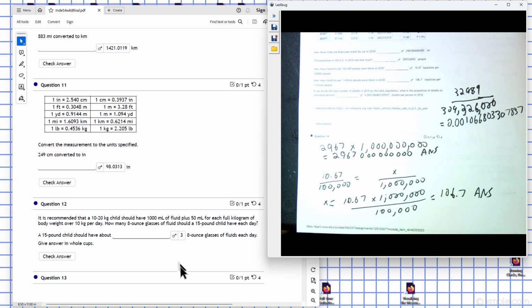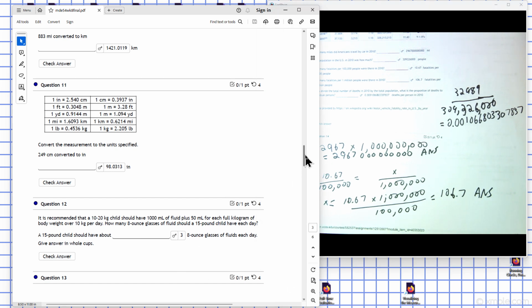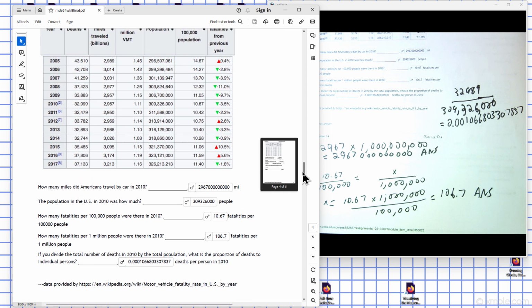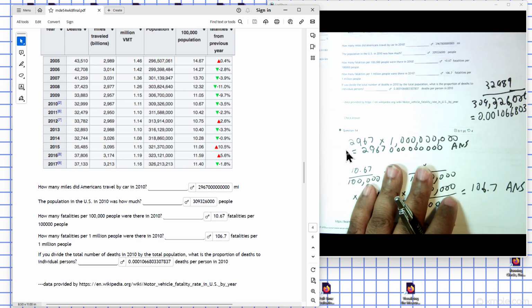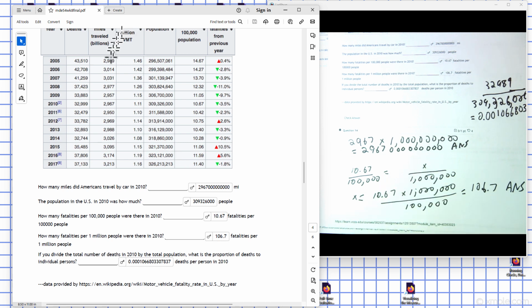And let's go on to the next one here, number 13. How many miles did Americans travel by car in 2010? Right here, in billions. So I wrote it out, multiplied it by a billion, and they gave me the answer. It's the population in 2010, right here, and just identify it. How many fatalities per 100,000 in 2010? Right here, identify it.